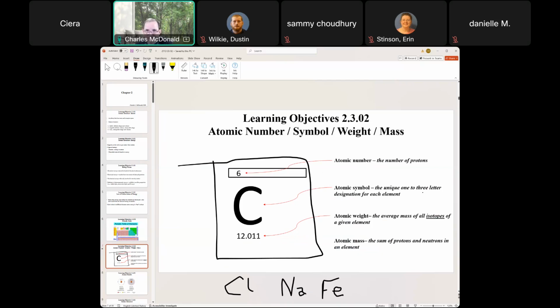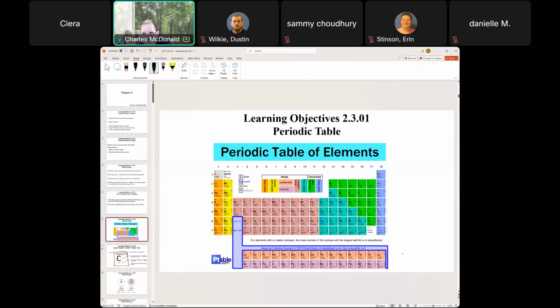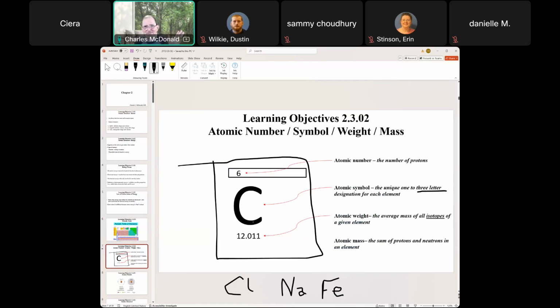One or two letters. There are some 3-letter ones, but this one is pretty straightforward, but they've got like 115, 120 of these, whatever. And some of these only last a fraction of a microsecond before they break apart. And that's not something we're interested in.